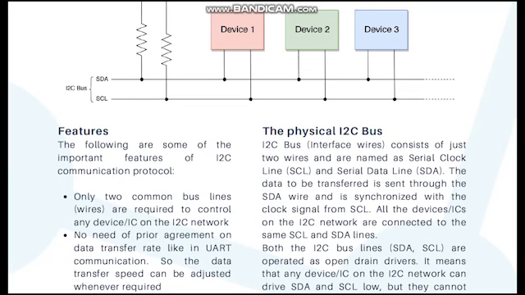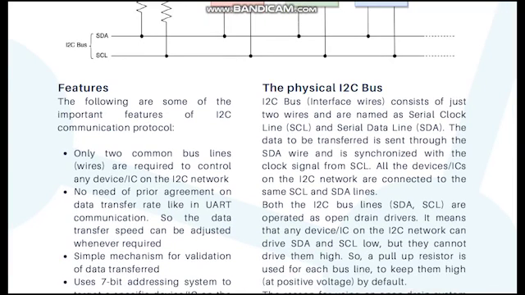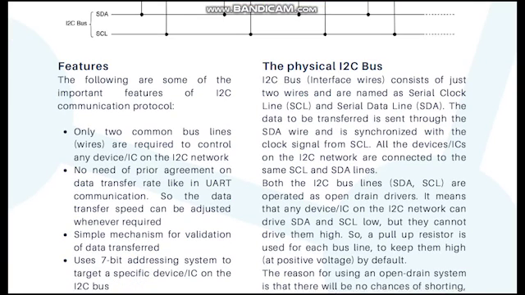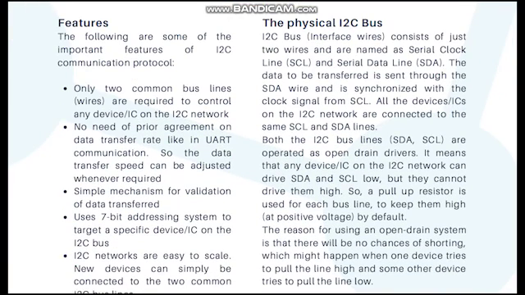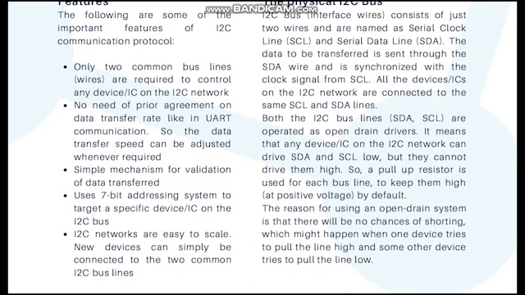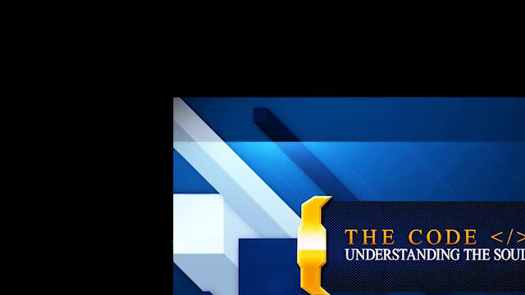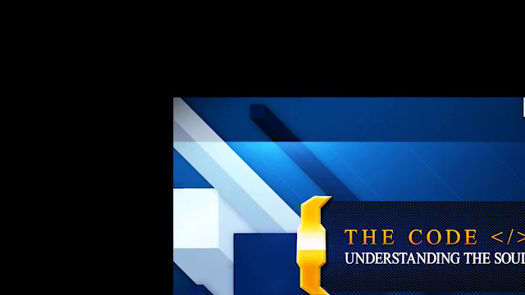The two I2C bus lines are the serial data line and the serial clock line. The data to be transferred is sent through the serial data line and is synchronized with the clock signal from the serial clock line. All the devices are connected to the same serial data line and serial clock line. Now let's go through the soul of our project, that is the code part.